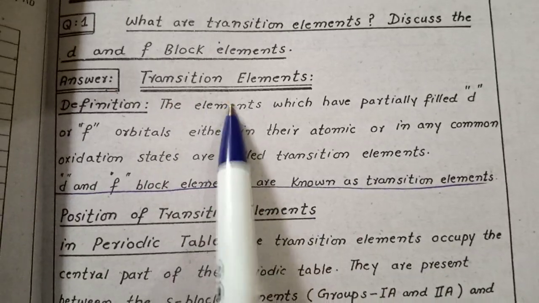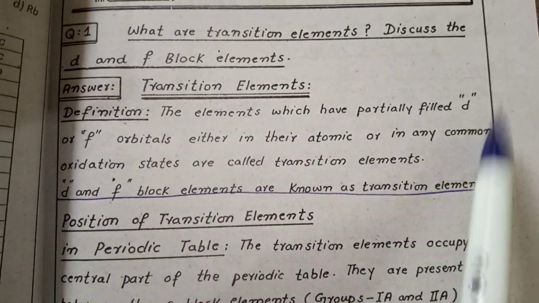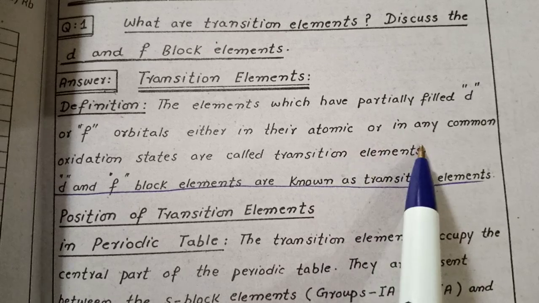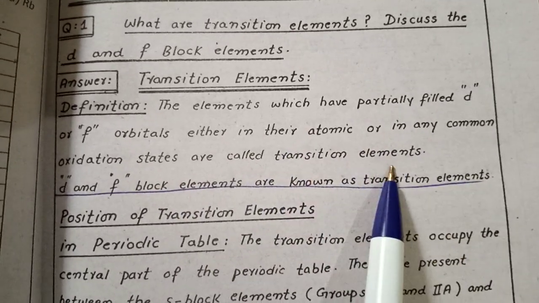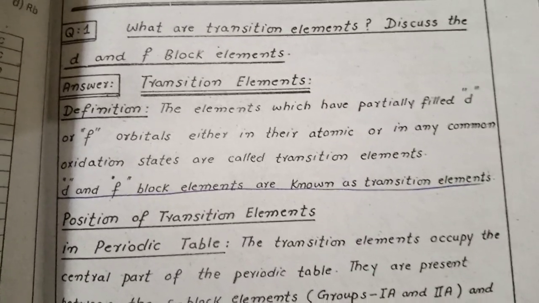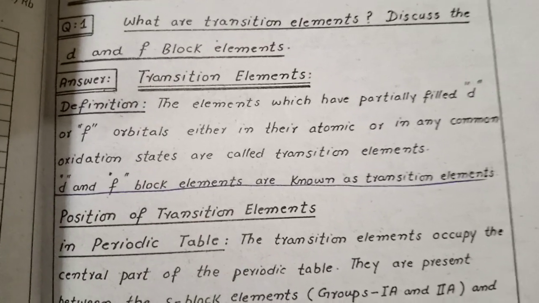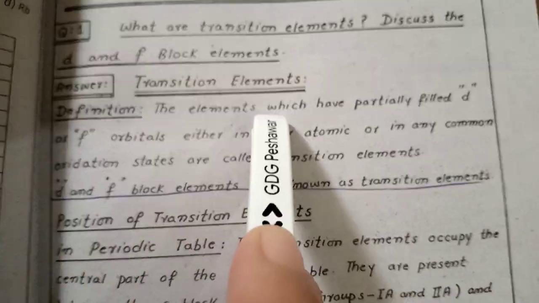So what is a transition element? By definition, the elements which have partially filled d or f orbitals, either in their atomic or any common oxidation state, are called transition elements. So these types of elements are known as the transition elements.